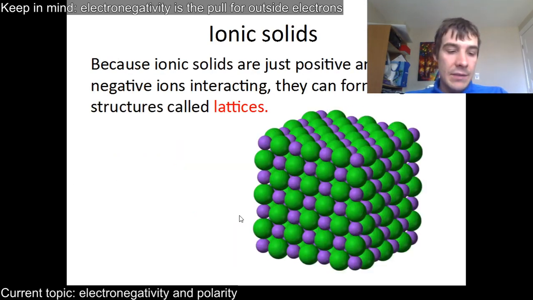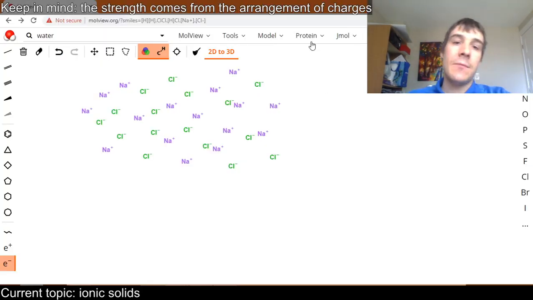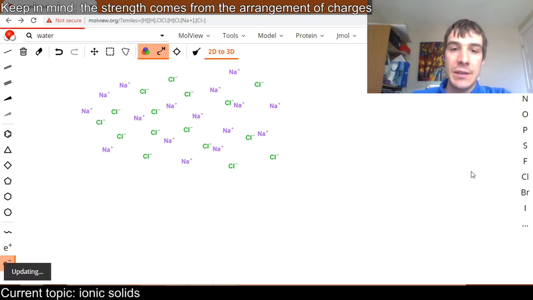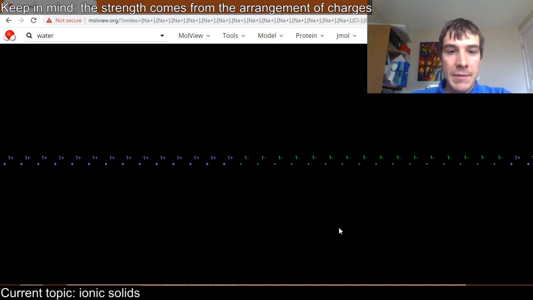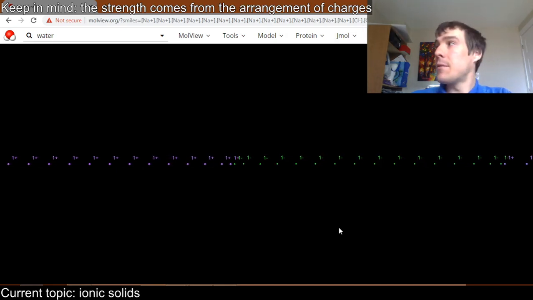Alright, we're getting into ionic solids. I'm going to pause and fix up my stuff. For this section, we're starting off back in mole view, and I've got a bunch of positive sodiums, a bunch of negative chlorines. We're going to see how the energy minimization deals with this. So there's a bunch of positives and a bunch of negatives. Notice they're all in a row. A lot of positives in a row, a lot of negatives in a row. I'm going to hit energy minimization, and we'll watch them kind of move around.